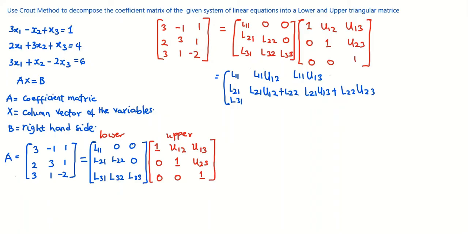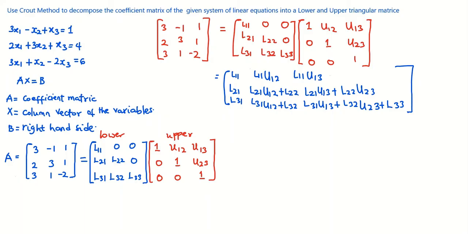We are going to have L31 multiplying U12, and then plus L32 multiplying 1, that gives us L32. Then L33 multiplying 0. Then next, we have L31 multiplying U13 plus L32 multiplying U23, plus L33. So this will be the resultant matrix.